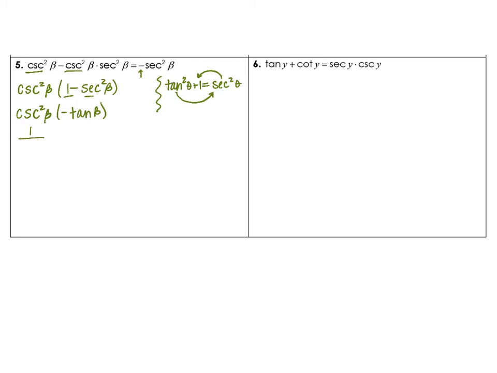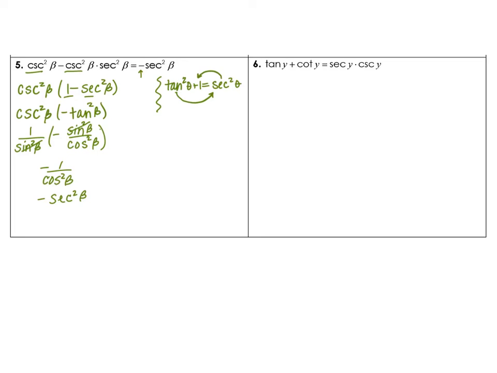So we have 1 over sine squared beta times a negative sine beta over cosine beta, or my goodness, that should be squared, y'all. Let's make that squared beta. Gracious. Now those are going to cancel. And so we have negative 1 over cosine squared beta. And that's going to be negative secant squared beta. So that works out. All right, on to the next problem.